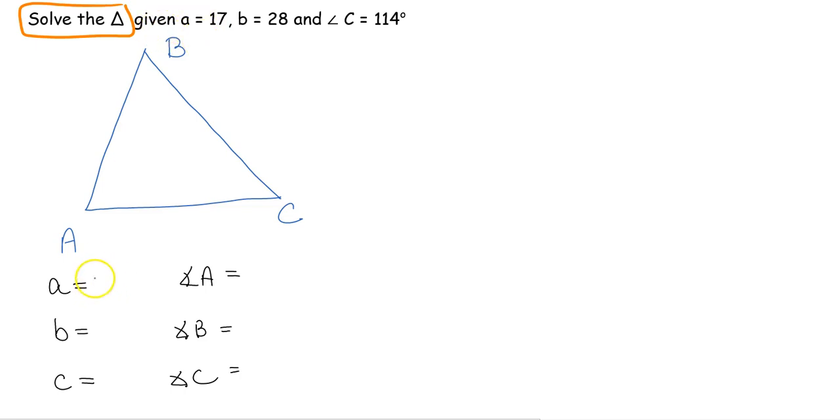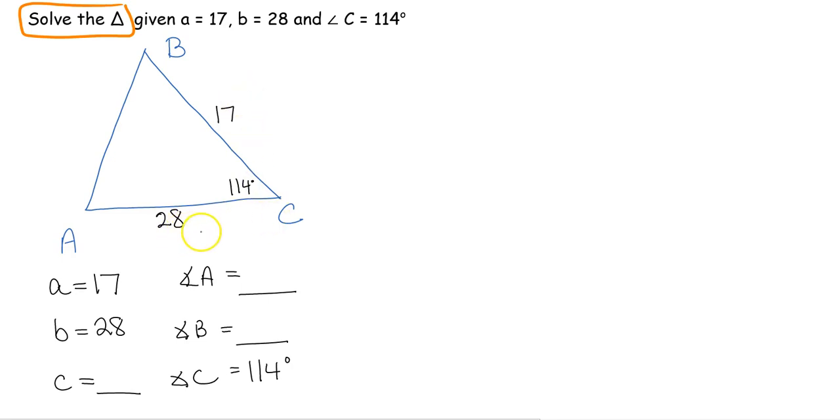We are given that side A is equal to 17, side B is 28, and angle C is 114, which means I am solving for angle A, angle B, and side C. I'm going to do this setup every single time and make sure that I label. So here's angle A. Across from angle A, side A is 17. Across from angle B, side B is 28. And angle C is 114.